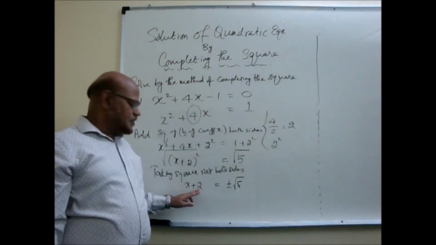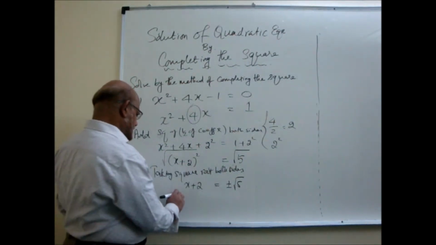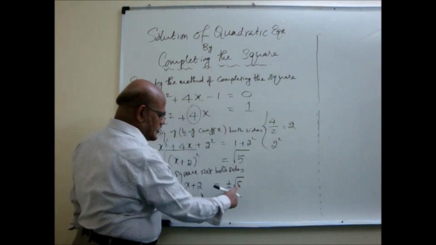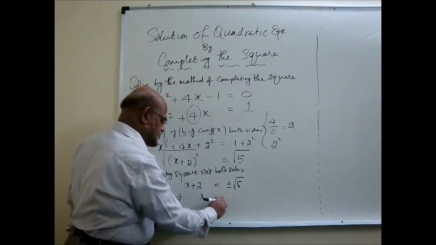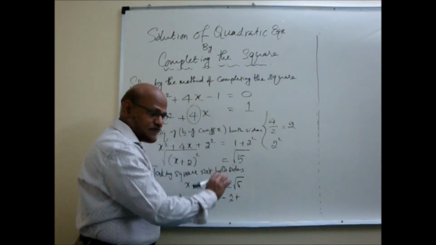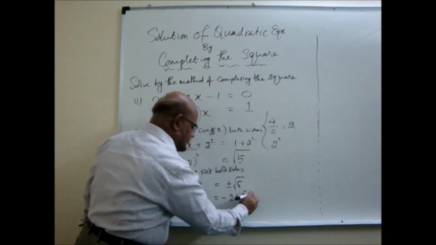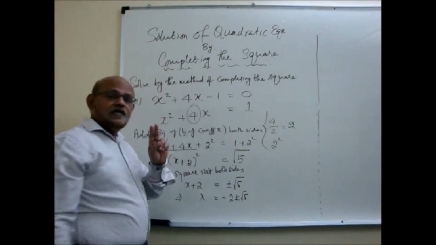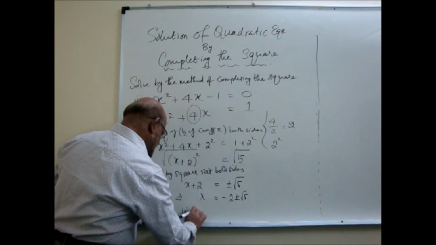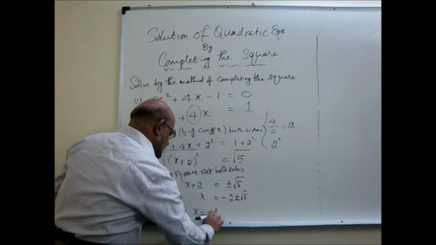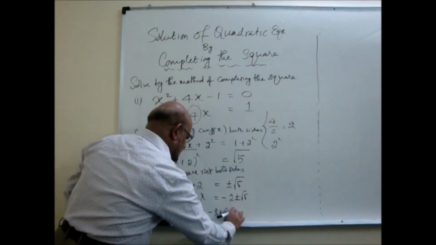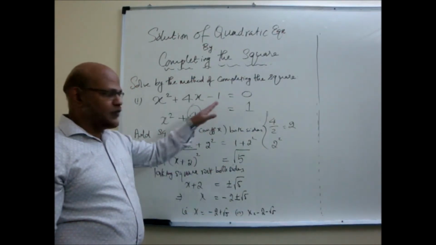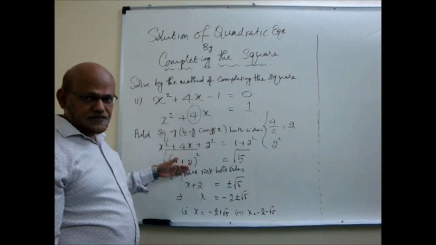Now you need x, so transpose the 2 to the other side. This gives x is equal to negative 2. I write it just before the root: minus 2 is the rational part first, the irrational part next. So x is minus 2 plus or minus root of 5. So there are two values of x: minus 2 plus root 5, or minus 2 minus root 5. These are the two roots of the equation. Do you understand the procedure? It is a step-by-step procedure to follow.